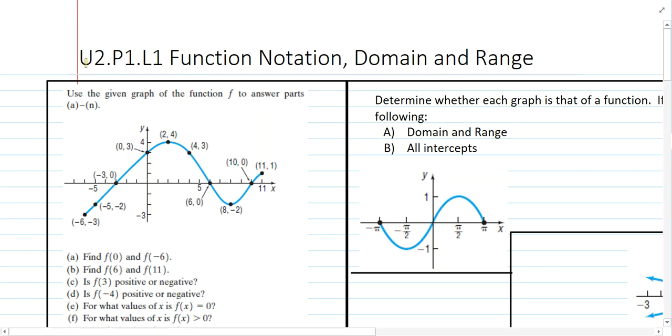In this video, I'm going to run through the notes for Unit 2, Part 1, Lesson 1 of our college algebra class. This lesson is going to cover function notation, and we'll also talk a little bit about the domain and range of functions.